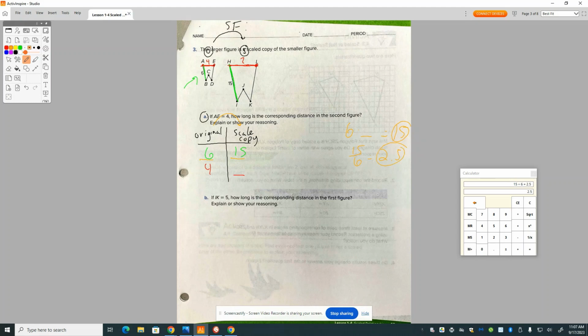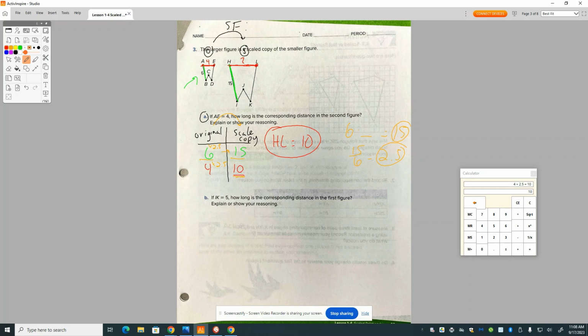Now, just like we figured out yesterday, we know that if I multiply my original by my scale factor of 2.5, it's going to equal the distance of my scaled copy. And I can do this for every single value of my original, as long as I multiply. So to figure out what that value is, I'm going to take that 4 and multiply it by 2.5, and I'll end up with 10. So that means that my distance, HL, would equal 10.